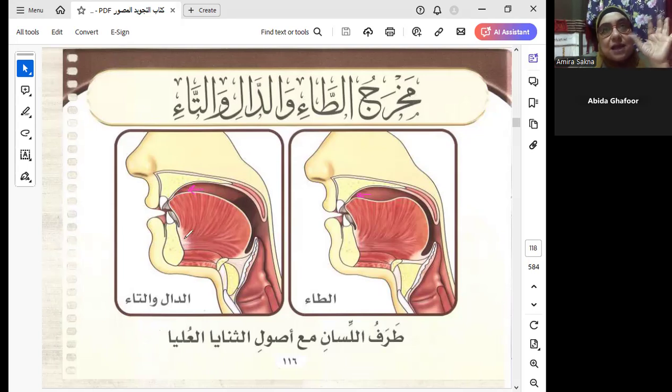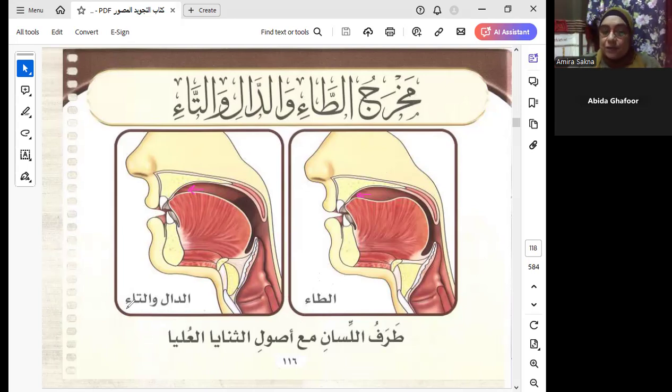So at, also the articulation point is closed, but I open it nicely, not with a degree of force, and I allow only the air, not sound. With ta and dal, sound. With ta, it's air. That's why ta is harfun mahmus, a voiceless letter. While ta and dal, no, they are voiced. They are hurufun majhura. The air is not running a lot with them. Okay? Okay.